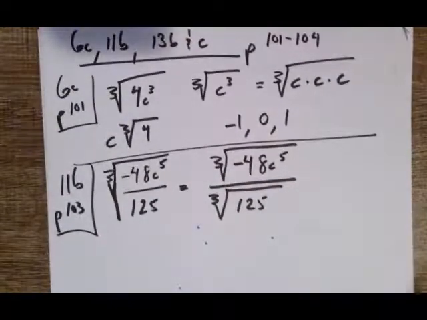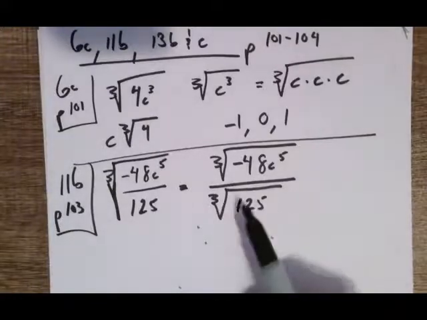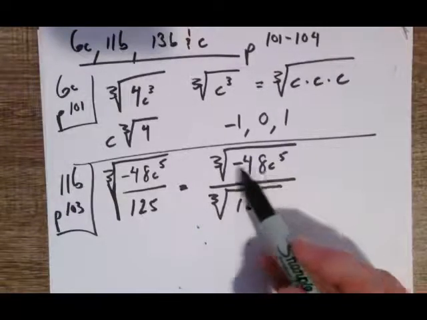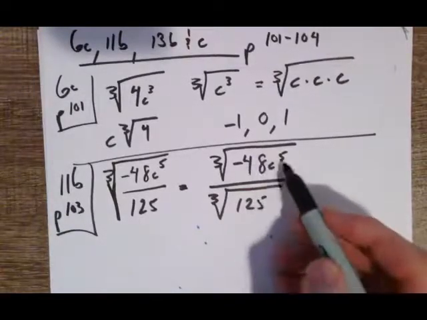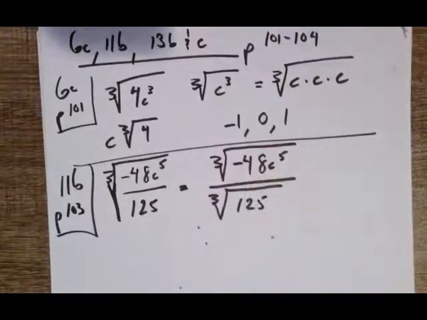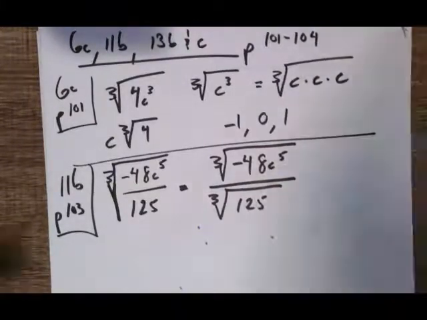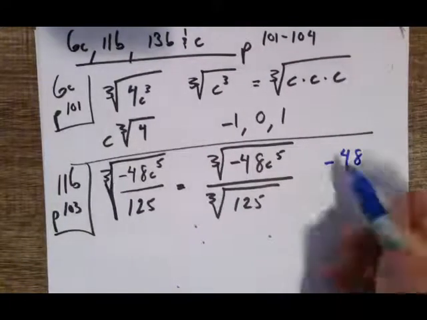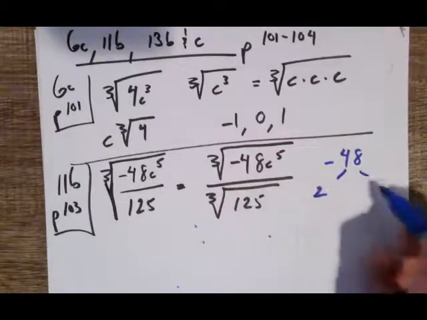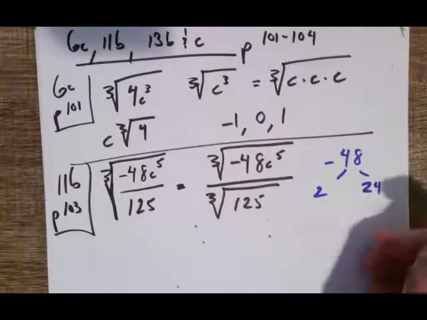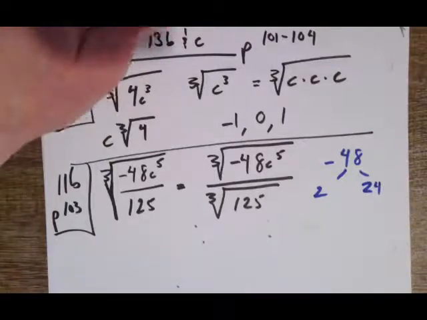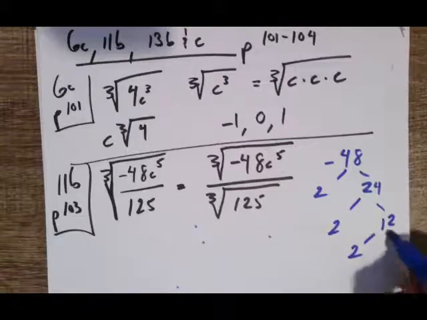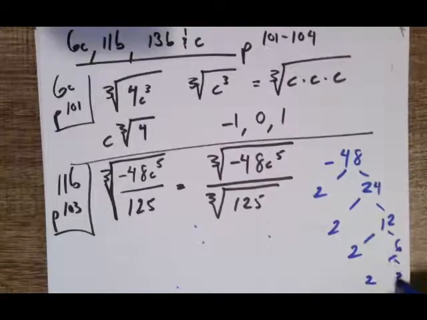Okay, so I'm going to ignore this for now because this is the tricky part, right? So that negative 48, let's look at that first before we look at the c, because it depends on that. So the negative 48, I'll do it in a different color. Negative 48 is 2 times 24, 2 times 12, 2 times 6, 2 times 3.